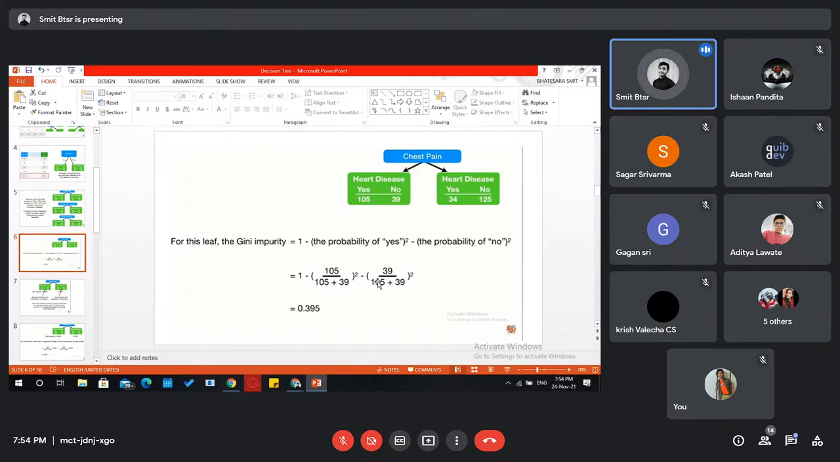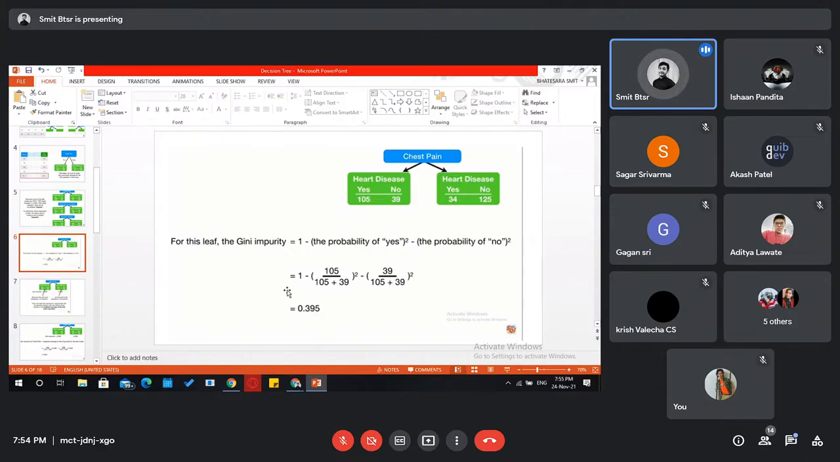We will not see how this formula came into the picture. Some mathematicians already calculated and did the work for us, so we will not go into it. What we want is just this figure, this number. This is the number of impurity. Okay.